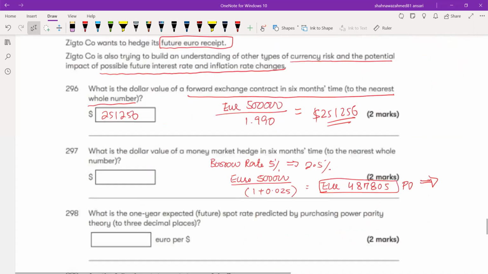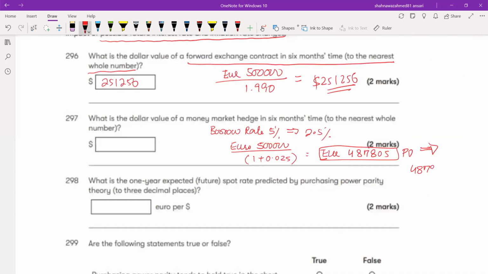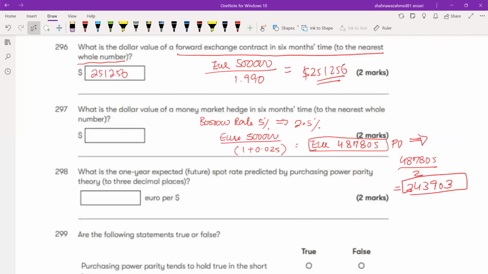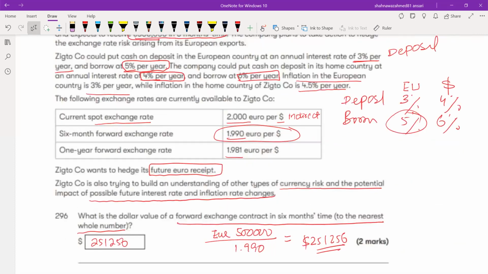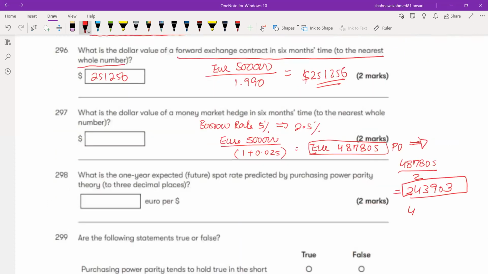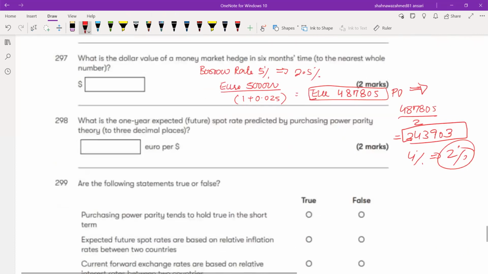The spot rate is 2. So 487,805 divided by 2 is the dollar value now, 243,903. Now I have to deposit this dollar into a 6-month deposit account. The deposit rate is 4% annually, so it means 2% for semi-annual. So I'll deposit this 243,903 at a rate of 2%.